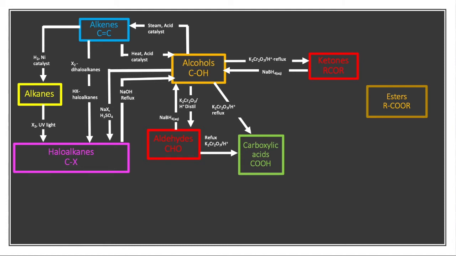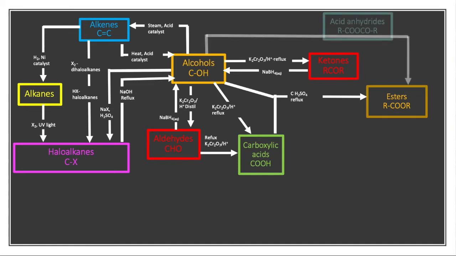First one, of course, esters. And esters are made by refluxing alcohols and carboxylic acids together with a concentrated sulfuric acid catalyst. We can also make esters by reacting alcohols with acid anhydrides.